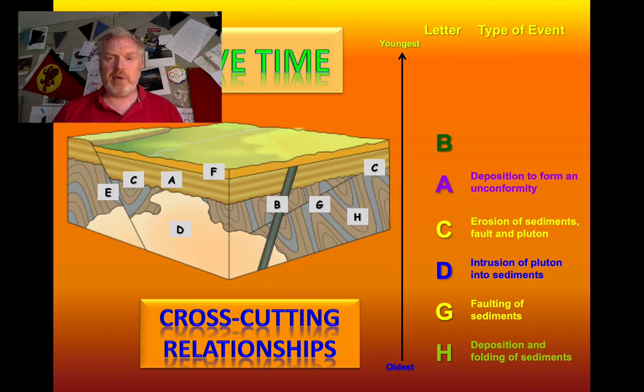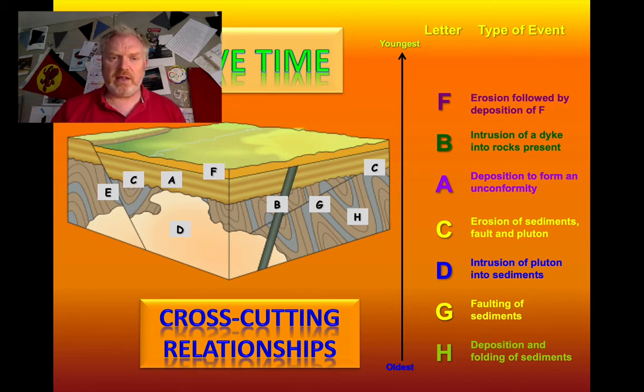The next thing then is B. B is a dike intruded into the rocks. It cuts through the rocks of H, D, A, cuts through the fault at G, the unconformity at C. But it doesn't cut through F. So F must have formed after the intrusion of the dike. And finally then, we've got E, which is another fault, and E cuts all the older beds.